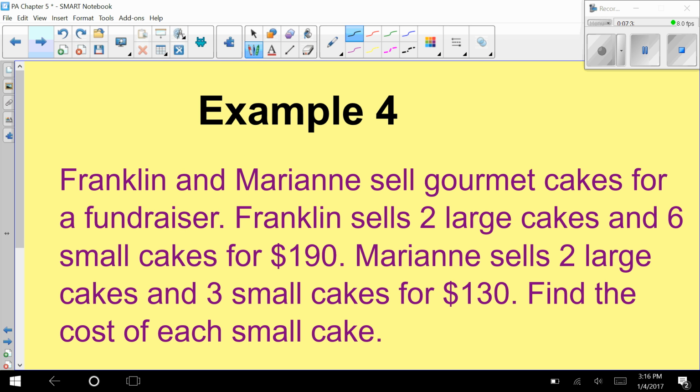Example 4. Franklin and Marianne sell gourmet cakes for a fundraiser. Franklin sells 2 large cakes and 6 small cakes for $190. Marianne sells 2 large cakes and 3 small cakes for $130. Find the cost of each small cake. Try this on your own.